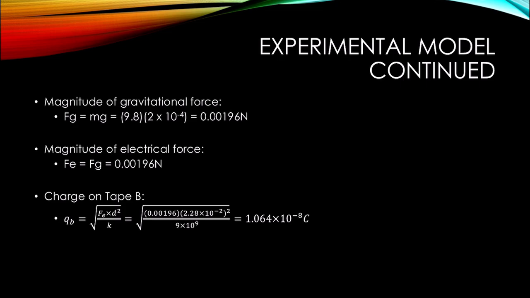0.00196 newtons. To find the charge of tape B, I manipulated the electric force equation to equal the square root of the electric force times distance squared divided by K. By doing this, I found the charge of the tape to be 1.064 times 10 to the negative 8 coulombs.